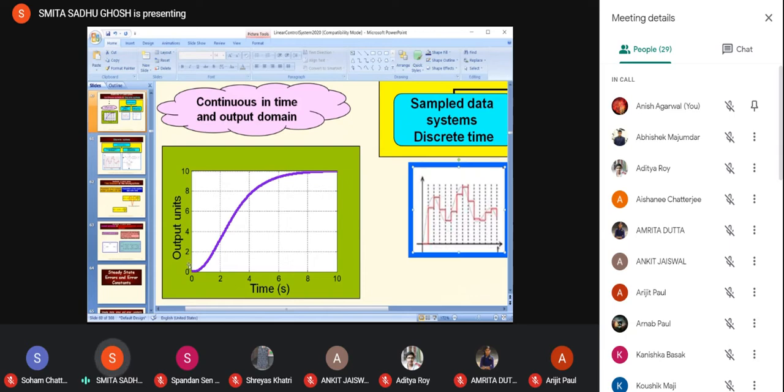What do I mean by output domain? Okay, now in this case, the time domain is continuous, so I will be able to see what happens at 0th second, 0.1, 0.12, etc., etc. So corresponding to each time, I will get an output.